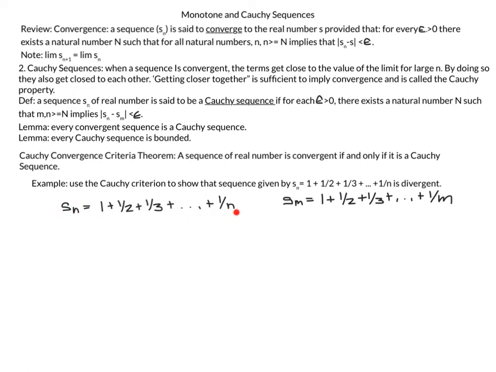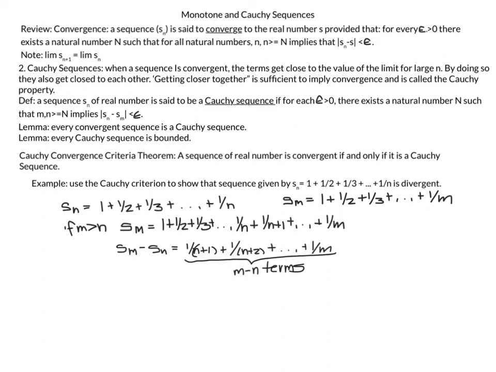So now I've written Sn and Sm in terms of my formulas. Without loss of generality, I could assume that m is greater than n. So Sm is equal to 1 plus 1/2 plus 1/3 up to 1 over n, plus 1 over n plus 1 all the way up to 1 over m, again because m is greater than n. So when I look at Sm minus Sn, I'm left with the terms 1 over n plus 1, 1 over n plus 2, all the way up to 1 over m.